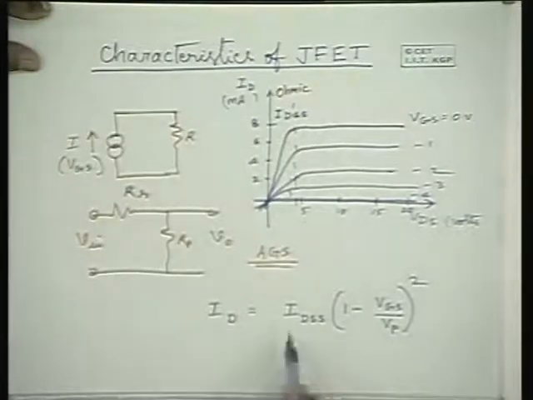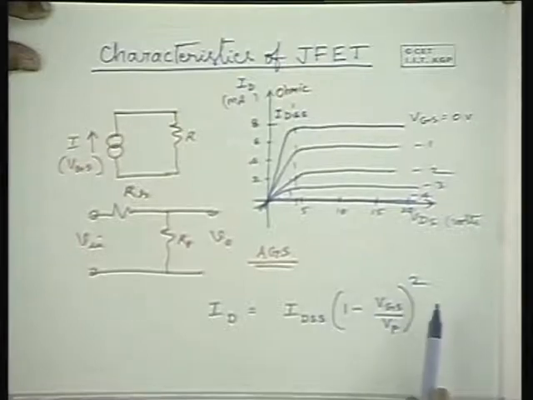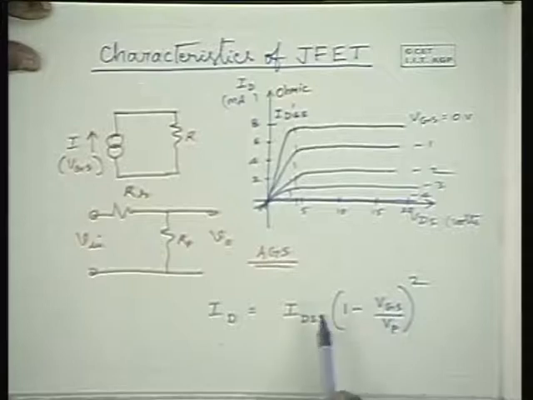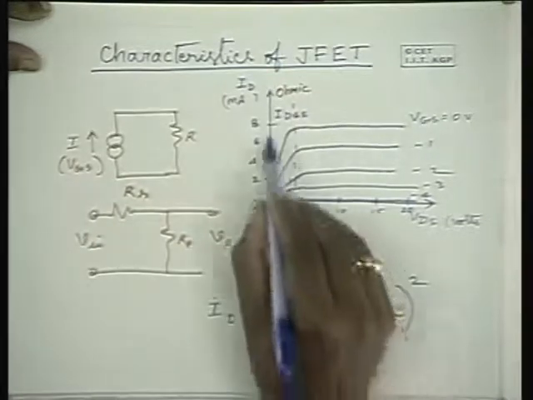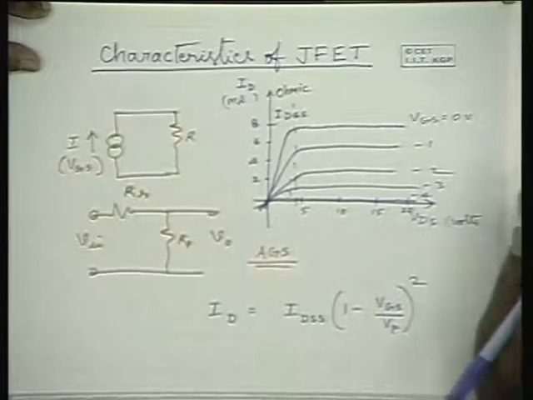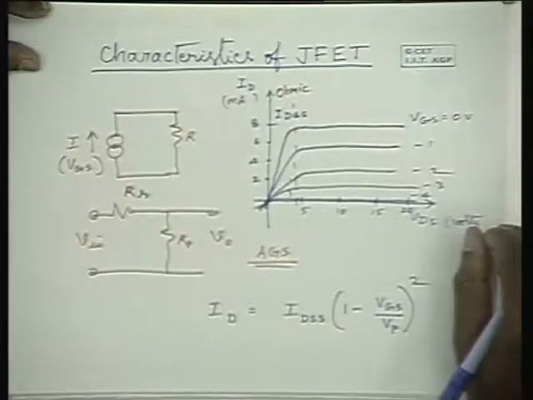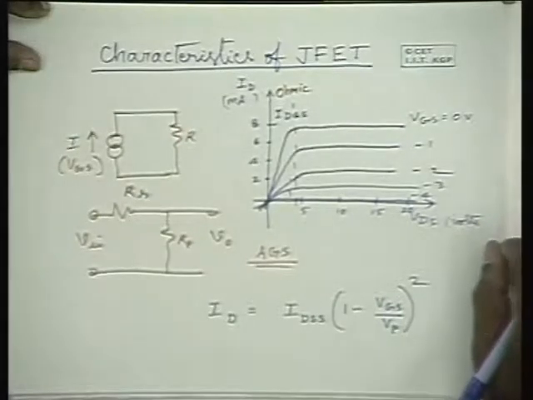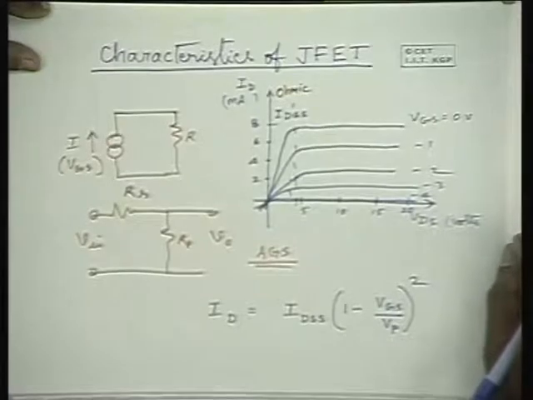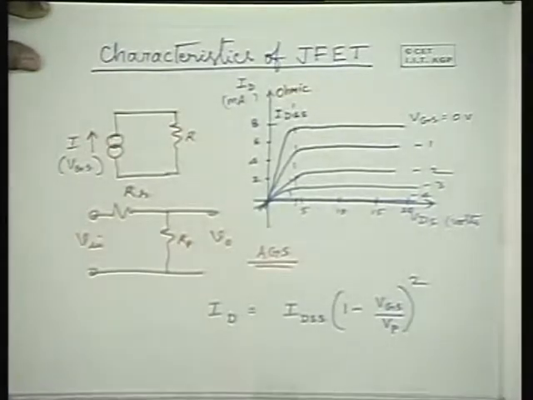Please note that it is not a linear relationship. In general, it is a square law relationship, but please note that for small signal strengths it can be linearized. We will discuss about it later on. And this IDSS, on what does it depend? It depends on the construction of the FET, the size of the FET, the doping concentration and so on. This is the expression.